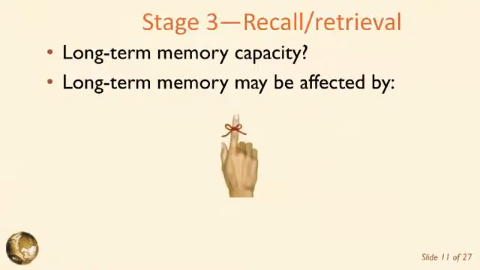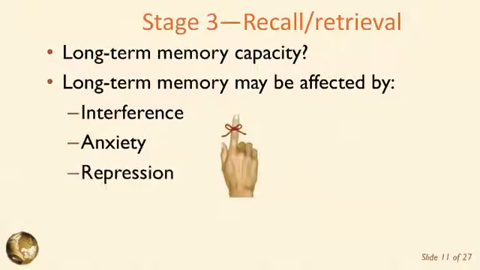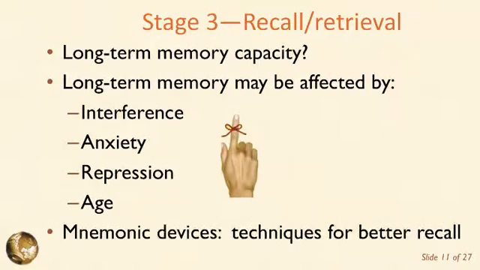Then the third stage, so input and memory, and the third stage is retrieval of the memory, recall. Long-term memory capacity is not limited like short-term memory, but it is affected by various things. Interference: bringing in new information can force old information to leave. Anxiety: if we're nervous about something, then we tend to have difficulties with memory. Unpleasant memories are often repressed, and then also, of course, age has an effect on our ability to remember.